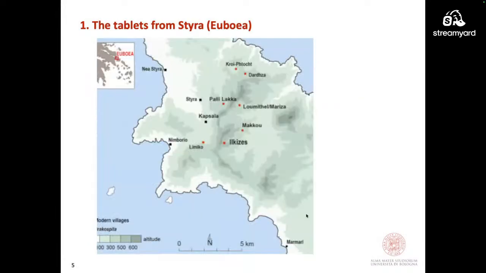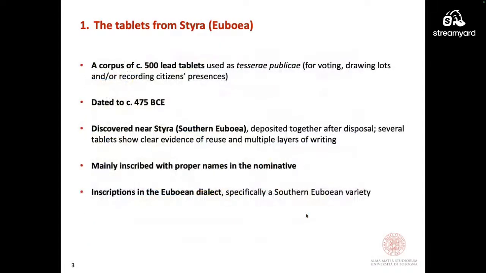These names are written in the Euboean dialect, so they reflect the Euboean dialect, and more specifically the southern variety of the Euboean dialect.